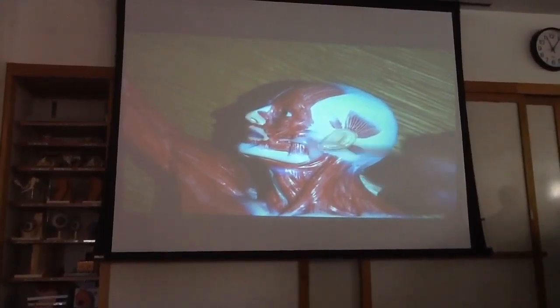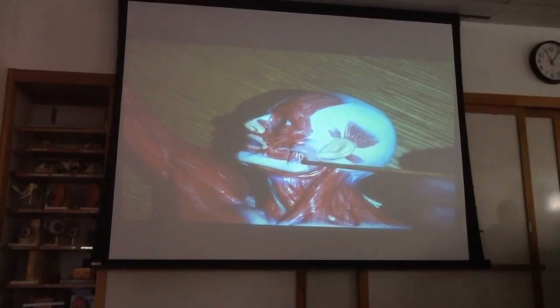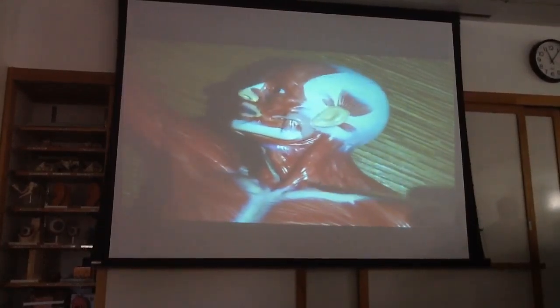originates on your zygomatic arch, it inserts on your mandible, and that's what's going to cause you to close your mouth when you're like chewing food. Okay? The next muscle to be aware of up here is this guy.